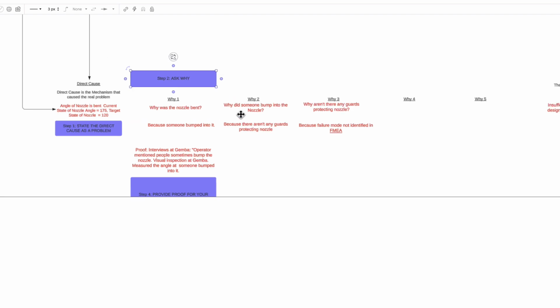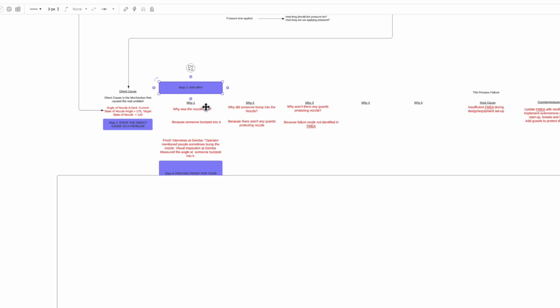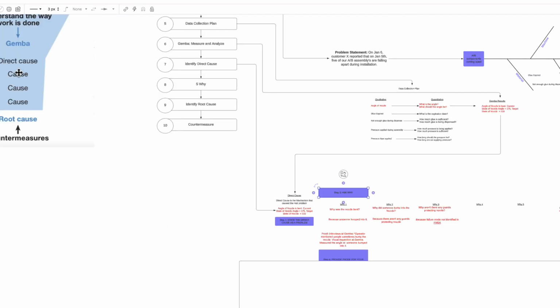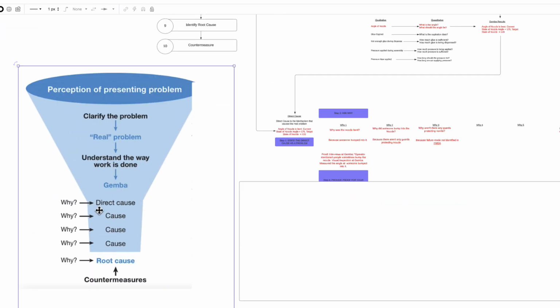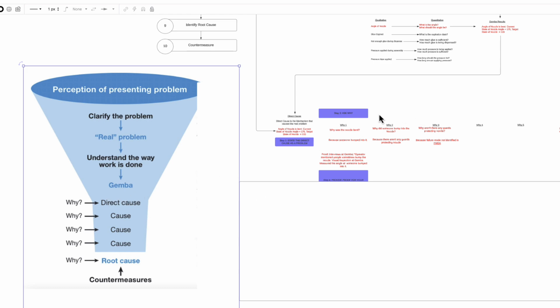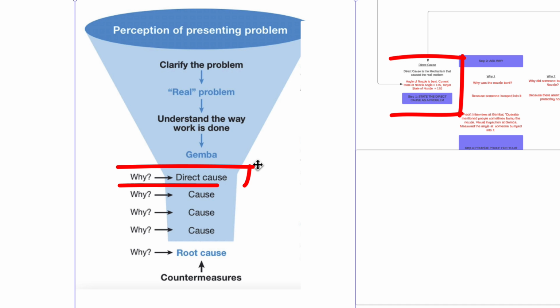So I won't get into a bunch of different branches because I use this process to drive down to the direct cause before I ask the five whys. And if you look at it in this scenario, these five whys would be here. The direct cause would be the mechanism that failed, right here. And then these five whys would float into here.